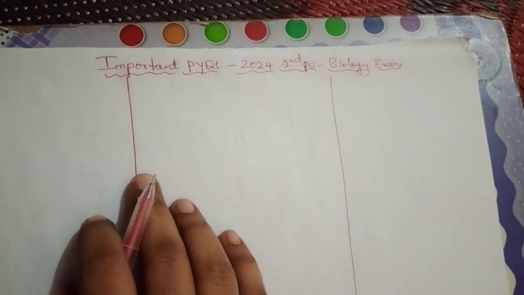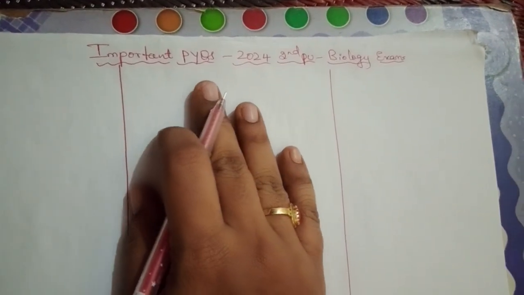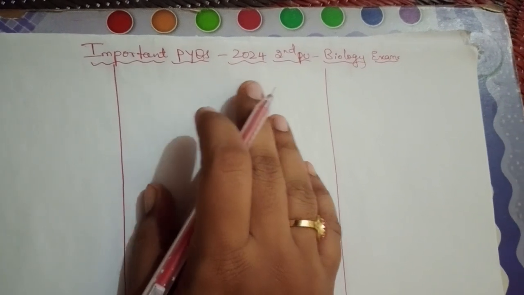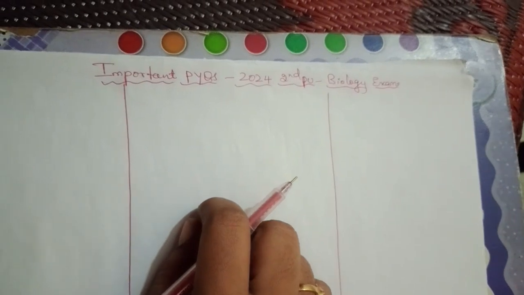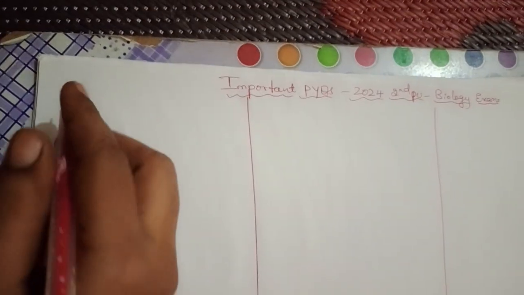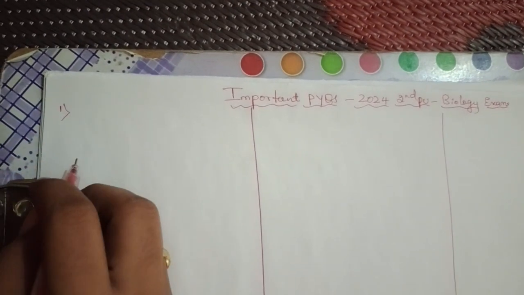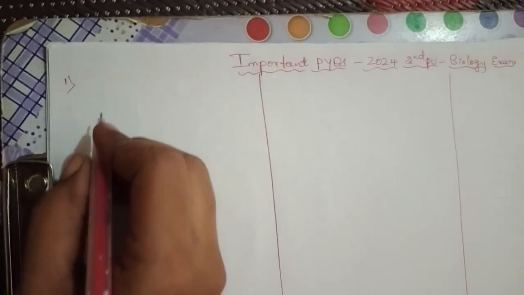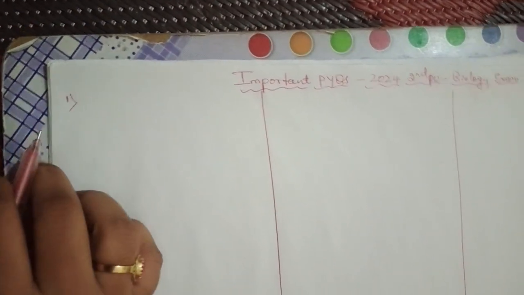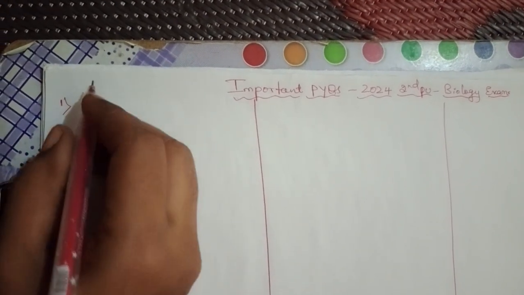Today I'm going to take some of the important previous year questions which can be asked in the 2024 second year biology examination. I'll write them one by one. The first chapter is reproduction in flowering plants. In that chapter you are getting most of the important questions, especially the 5 marks question can be changed to 3 marks.